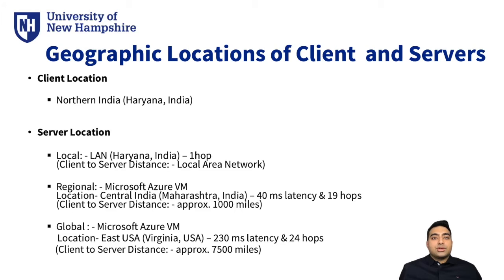Ping and traceroute utilities were used to calculate the base latency and hops for regional and global servers from the client machine. The regional server exhibited approximately 40 millisecond latency and 19 hops, whereas the global server exhibited a latency of approximately 230 milliseconds and 24 hops. The client to server physical distance for global scenarios is approximately 7.5 times more than the regional scenario. Next, we will see how our testbed looks.